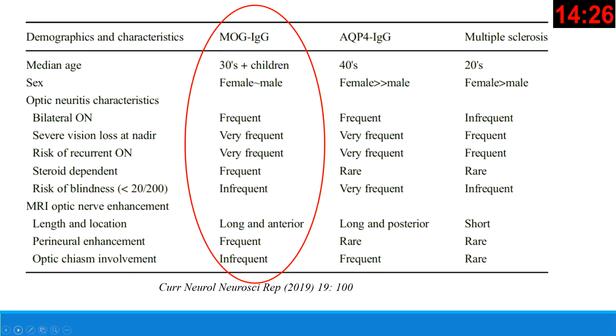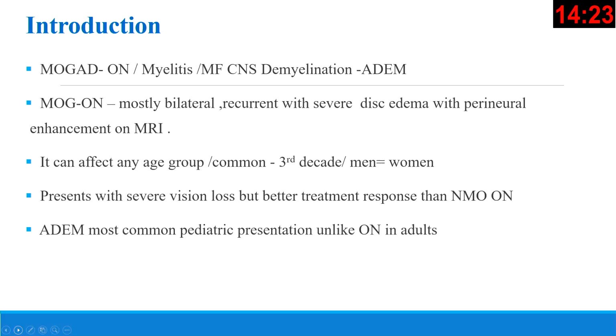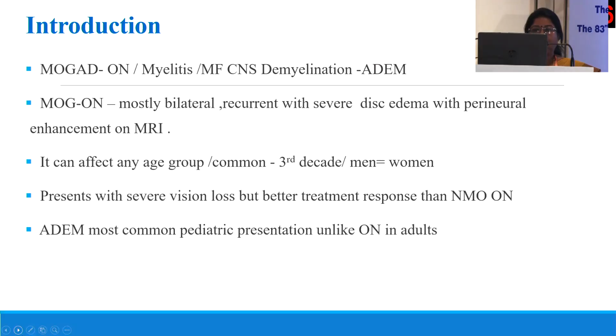So MOG optic neuritis can be a spectrum of disease. It can be an isolated optic neuritis or a myelitis, multifocal CNS demyelination, or ADEM, which is more commonly seen in the pediatric age group. And MOG optic neuritis can be bilateral, recurrent, with severe disc edema, with a perineural enhancement on MRI, and it can affect any age group, and mostly it is in the third decade, and men and women are equally involved. The presence of severe vision loss, which usually responds well, unlike the NMO spectrum disorders, is characteristic of MOG.